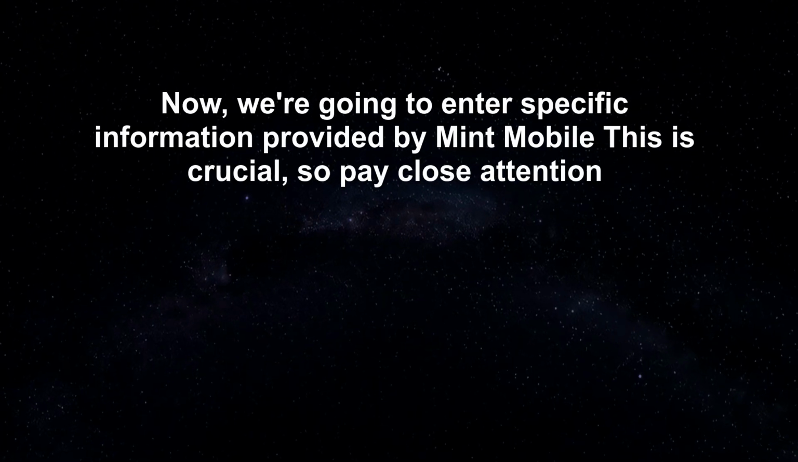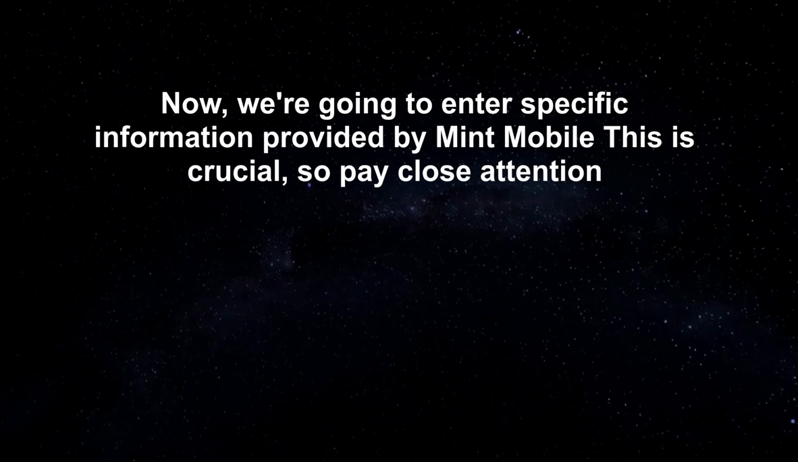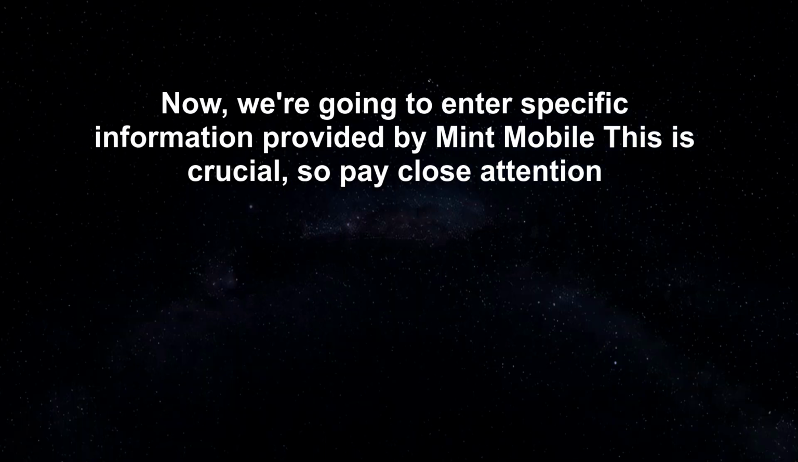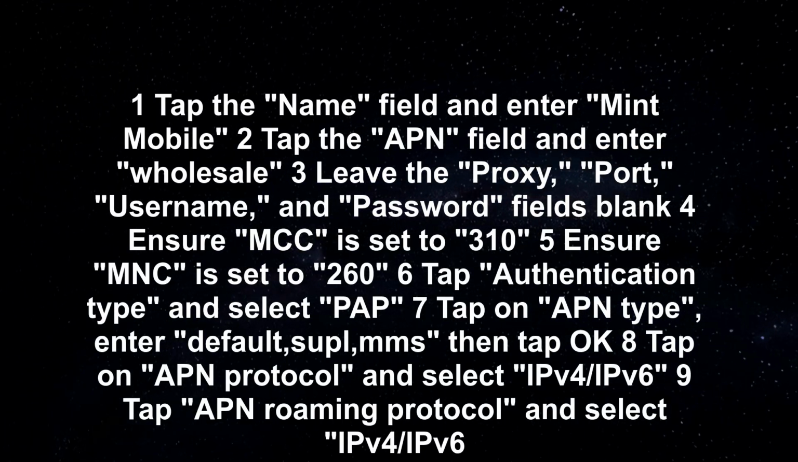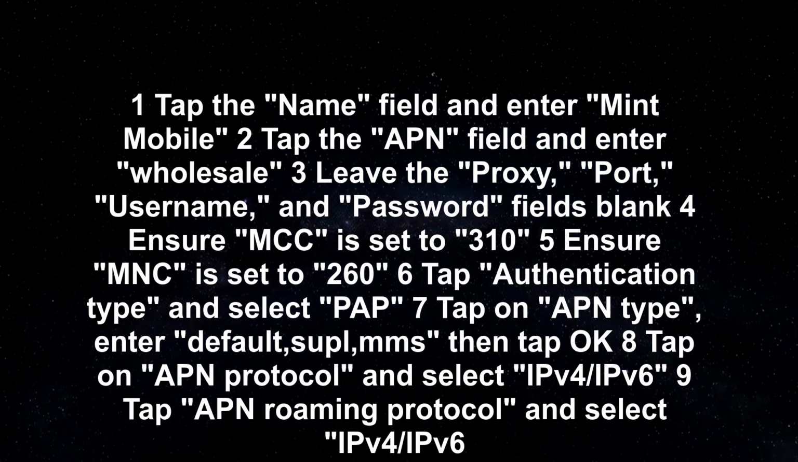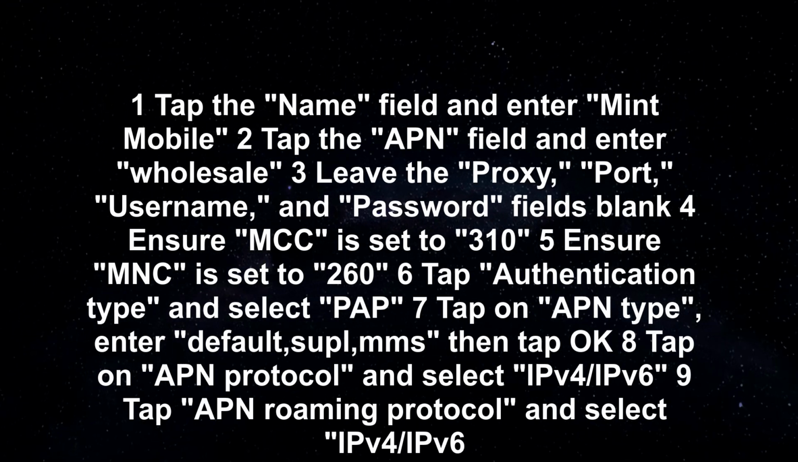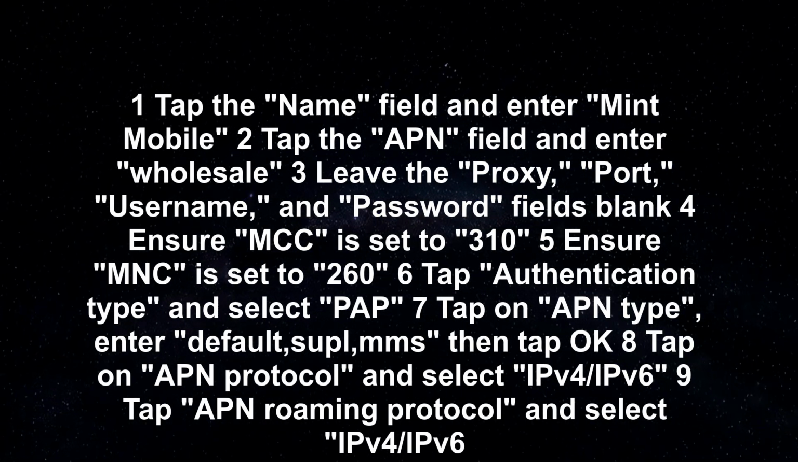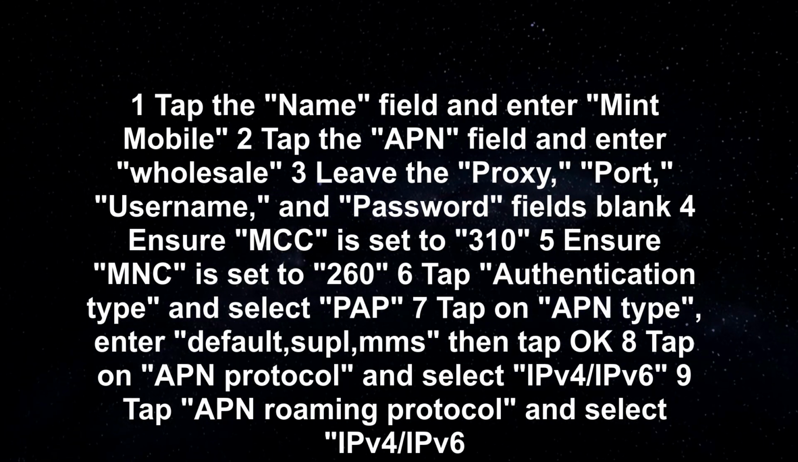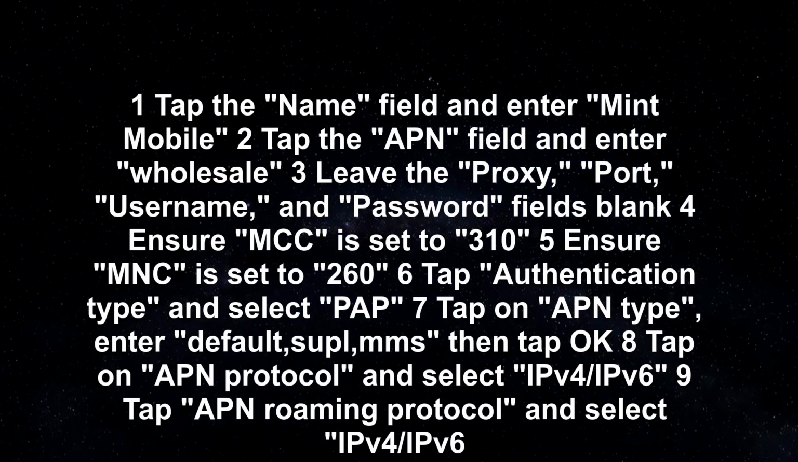Now, we're going to enter specific information provided by Mint Mobile. This is crucial, so pay close attention. 1. Tap the name field and enter Mint Mobile. 2. Tap the APN field and enter wholesale. 3. Leave the proxy, port, username, and password fields blank. 4. Ensure MCC is set to 310. 5. Ensure MNC is set to 266.